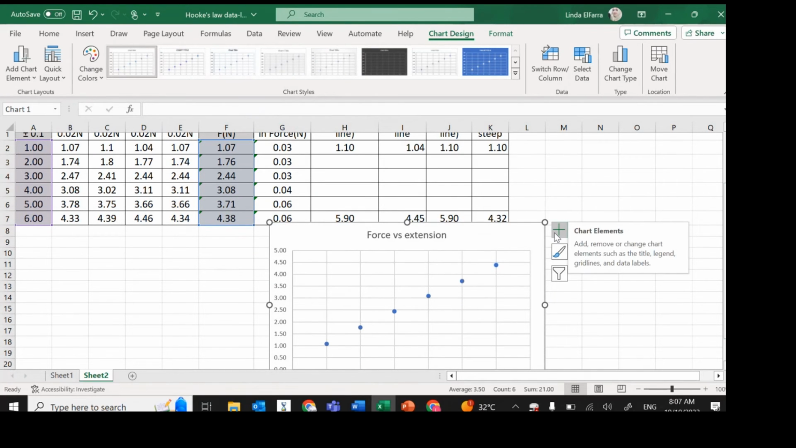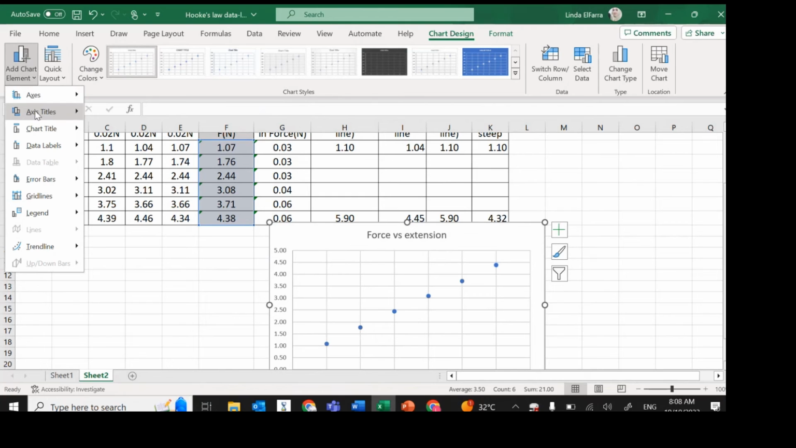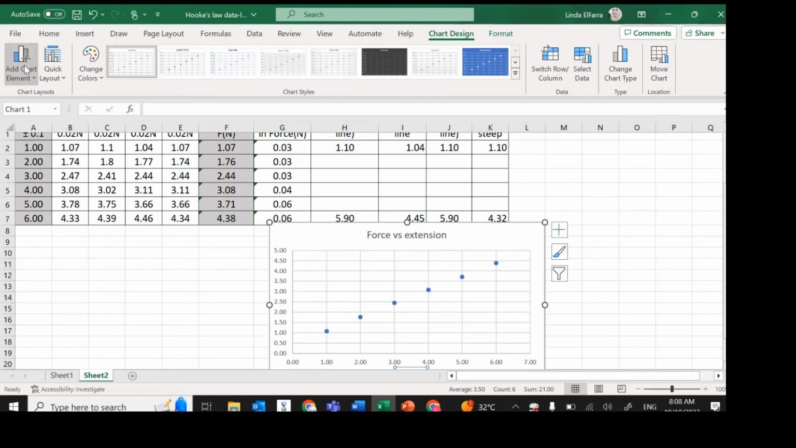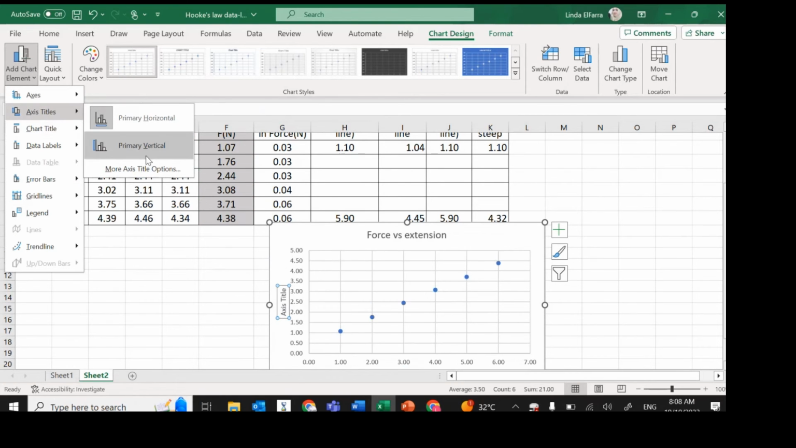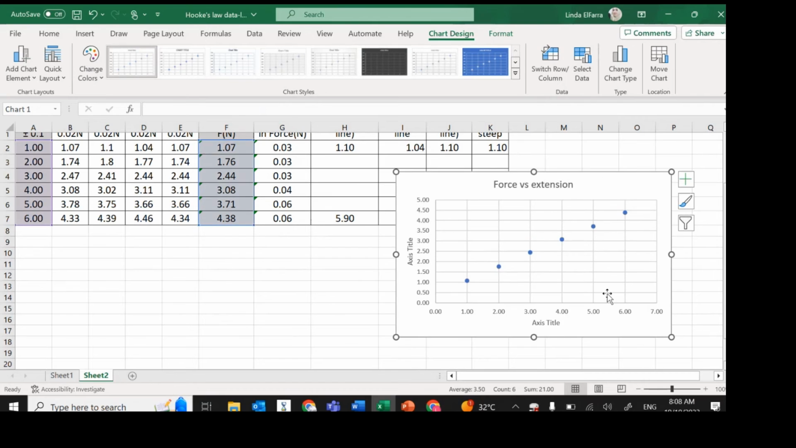I can click on this plus, or you can add chart element from here. I'm going to add primary horizontal axis. I can add vertical axis. So you have to write, this is what is extension. So it's going to be extension. Write the unit. We use centimeter. And this one here represents force, and we need to write the unit, which is in Newton.